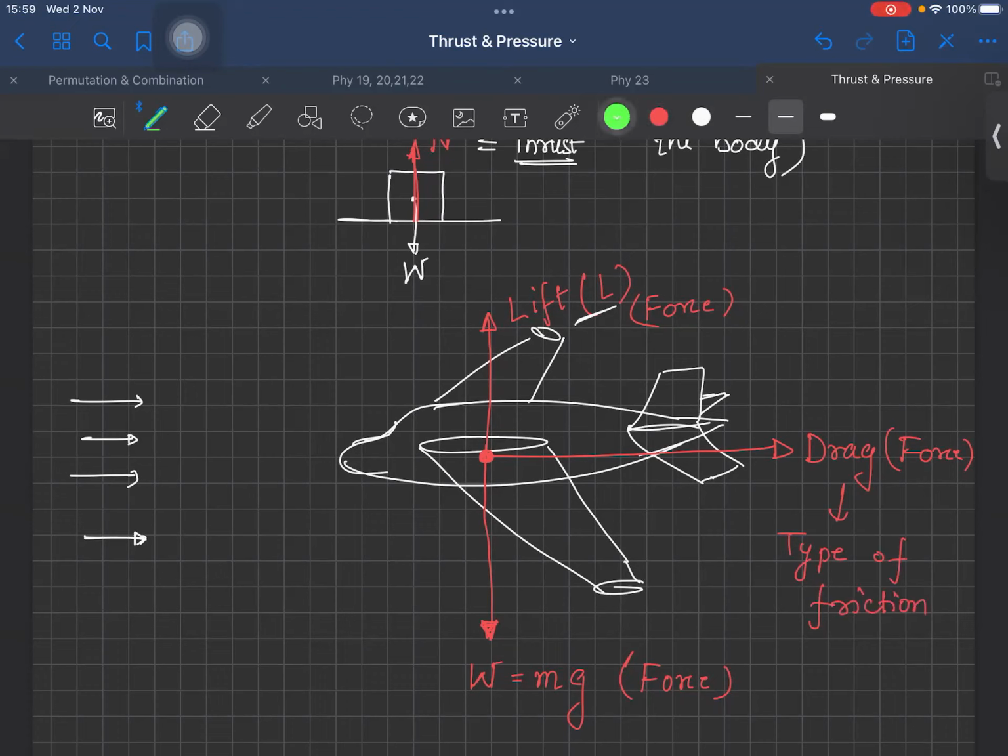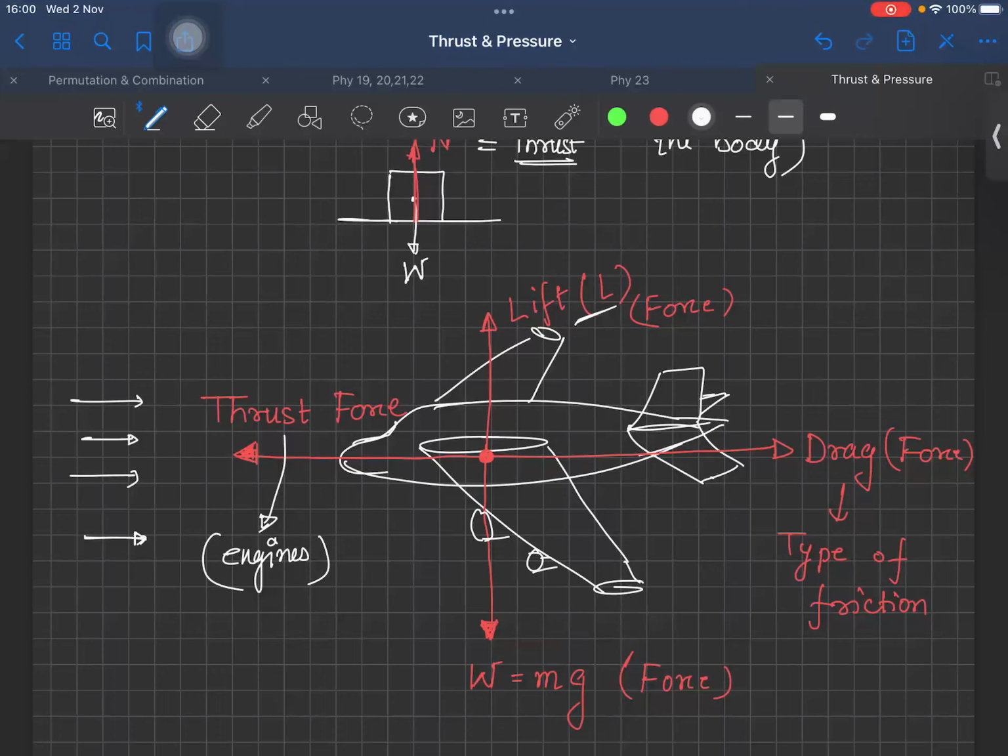Okay, now since the aircraft has to move in the forward direction, there has to be a force in the forward direction, and this force is called thrust. Okay, this force is called thrust force, and it is acting at 90 degrees to the aircraft. Now, the thrust in the aircraft is obviously provided by the engines of the aircraft, and engines are obviously fitted here. So the aircraft engines will be here somewhere.